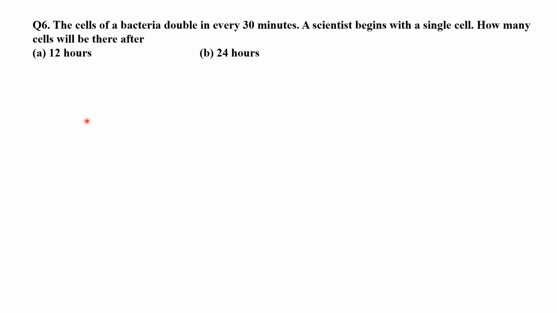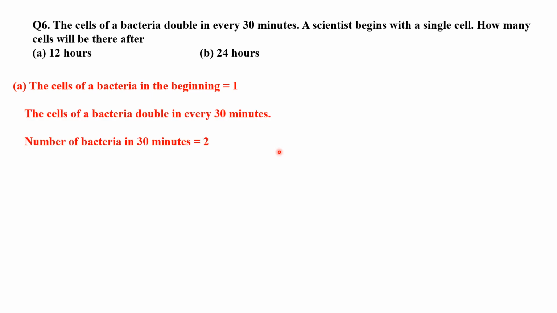Now question number 6. The cells of a bacteria double in every 30 minutes. A scientist begins with a single cell. How many cells will be there after 12 hours and after 24 hours? So here it is given that the number of cells of the bacteria in the beginning is 1. And then there is a condition given that in every 30 minutes it gets doubled. So double of 1 is 2. So it means after 30 minutes it will be 2. Now again double of 2 is 4, right? So in 1 hour it will become 2 squared.